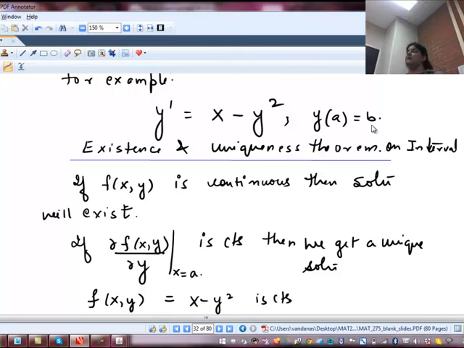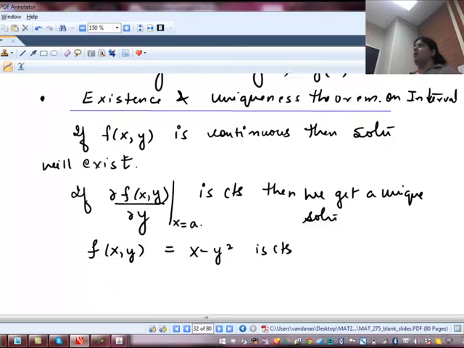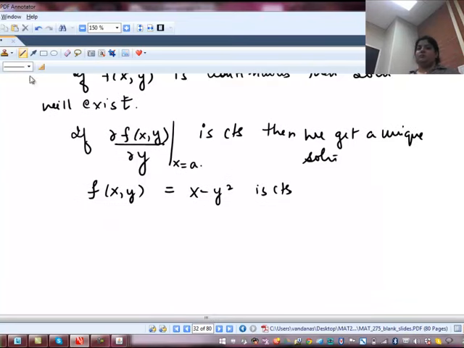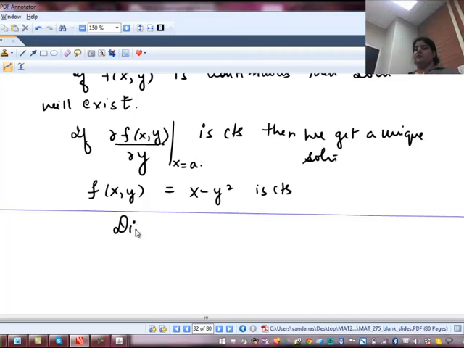Okay, so that's the reason I'm giving you this theorem, that if f is continuous, then a solution will exist, and if the partial derivative is continuous, it will be unique. Okay, so now we get to this idea of direction fields. If we cannot solve the differential equation, we somehow have to figure out how it will look.